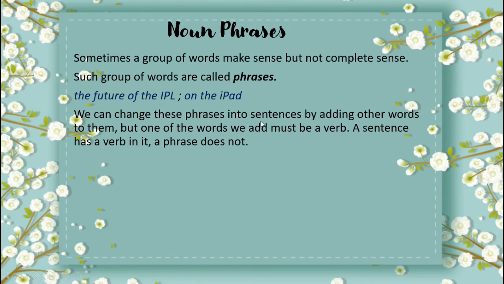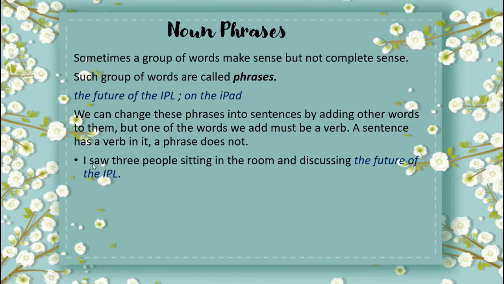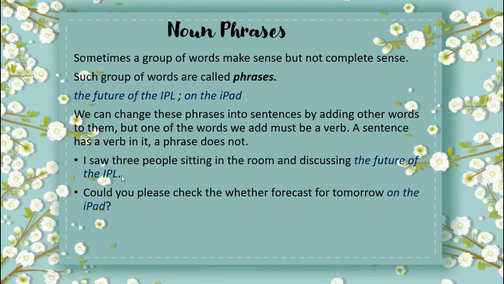We can change these phrases into sentences by adding other words to them. But it is really important to note that one of the words we add must be a verb. A sentence has a verb in it, but a phrase does not. Let's make a few examples. I saw three people sitting in the room and discussing the future of the IPL. Second, could you please check the weather forecast for tomorrow on the iPad?